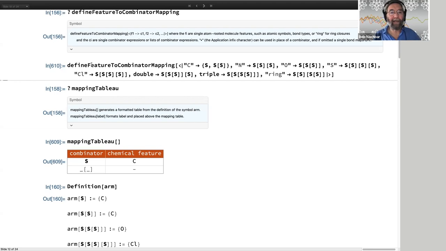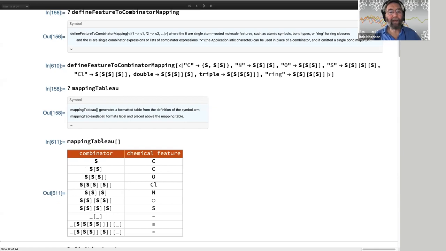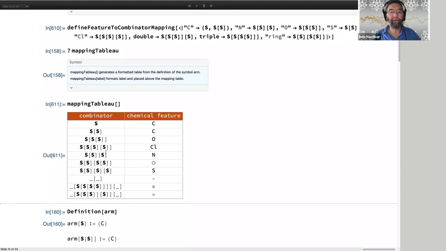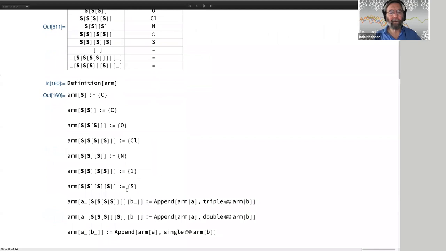That's the old mapping. And now we can do it. And mappingTableau actually looks at the definition of ARM to find out what to do. And since I had not defined that yet, it was looking at the old mapping. And this just recapitulates what we had seen above and tells us how the mapping is carried out. And here are the actual definitions that are used.